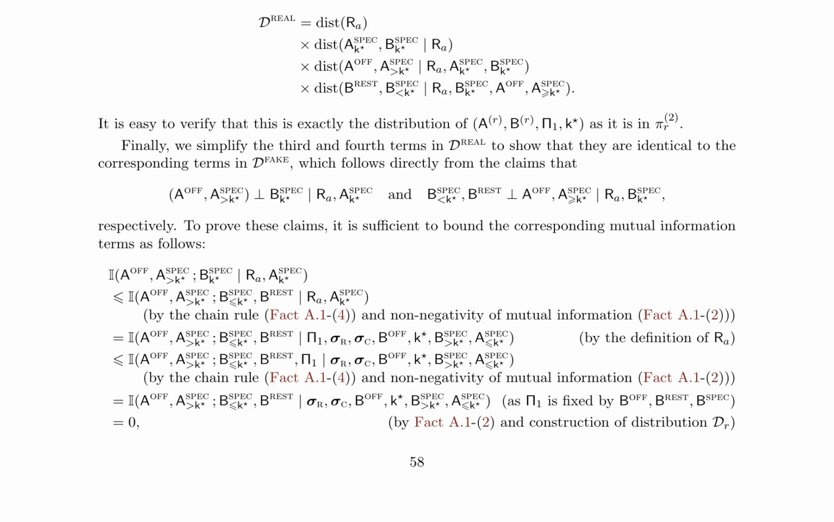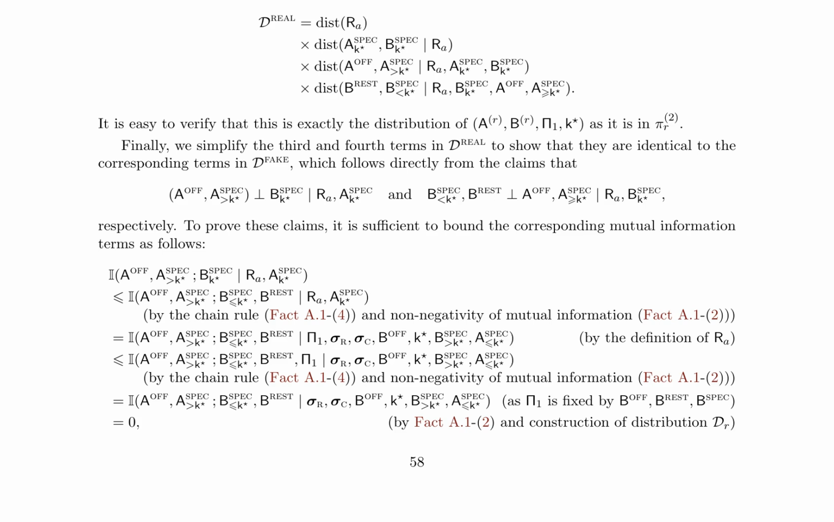These claims are proven by bounding the mutual information terms I(A_off, aspect k star operator; B_spec_k star operator | R_aw, aspect k star operator) and I(B_spec less than or equal to k star operator, B_rest; A_off, aspect k star operator | R_aw, B_spec_k star operator), using the chain rule and non-negativity of mutual information. The bounds show that these mutual information terms are zero, implying the desired independence claims.